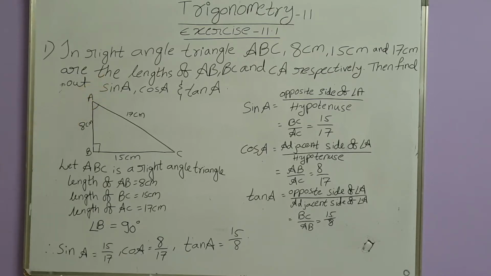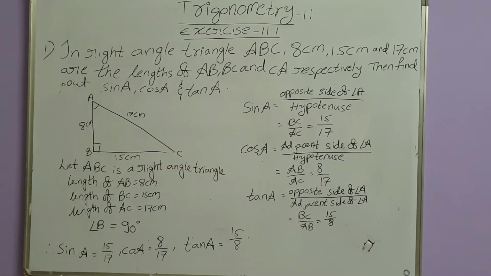Sin A. What is sin A? Sin A is opposite side by hypotenuse. Remember this one. Sin A means this angle A's opposite side is BC. Hypotenuse side is AC. So opposite side of angle A by hypotenuse means BC by AC. BC is 15 centimeters and AC is 17 centimeters.